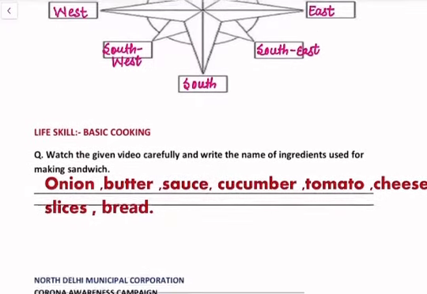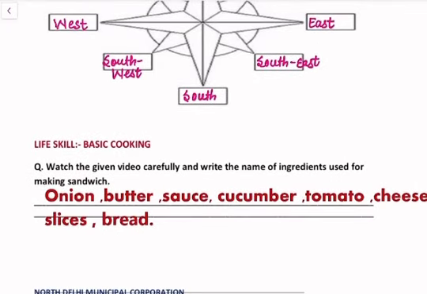Life skill, basic cooking. Watch the given video carefully and write the name of ingredients used for making sandwich. Onion, butter, sauce, cucumber, tomato, cheese slices, bread.